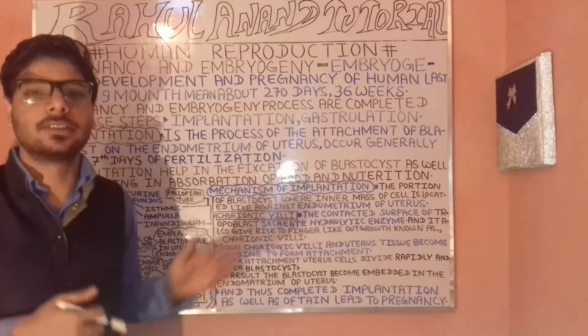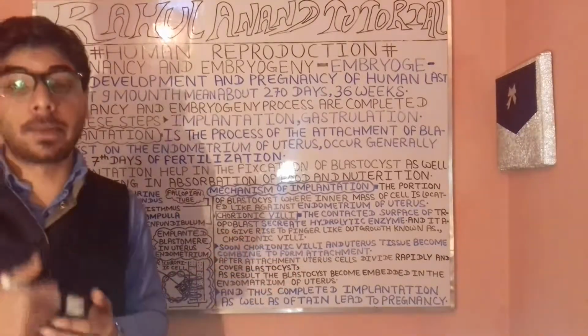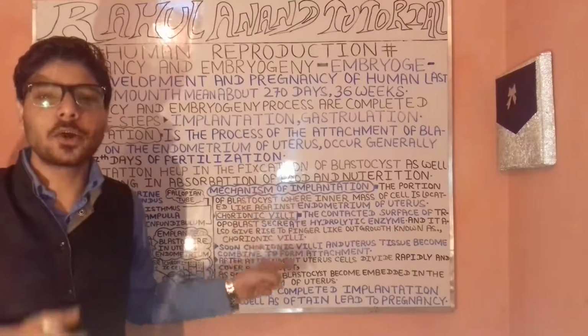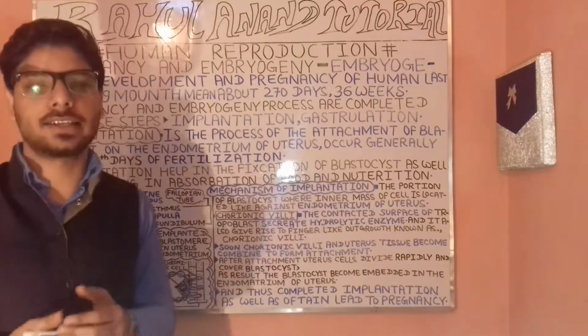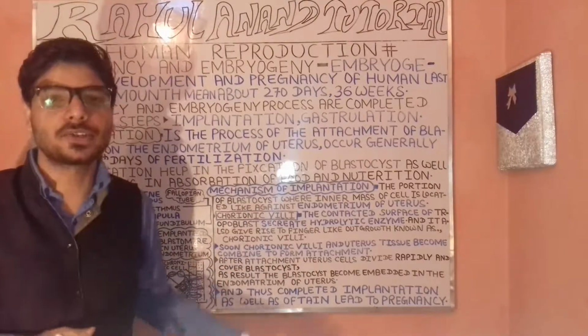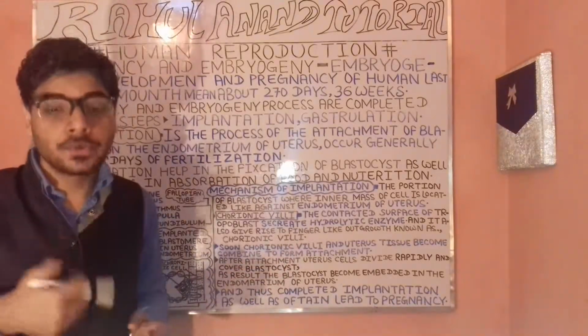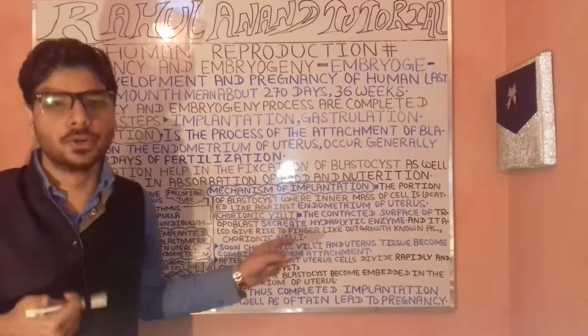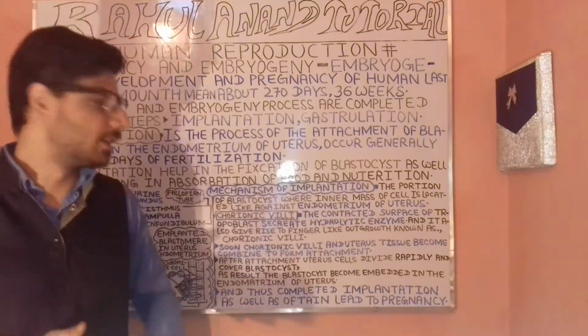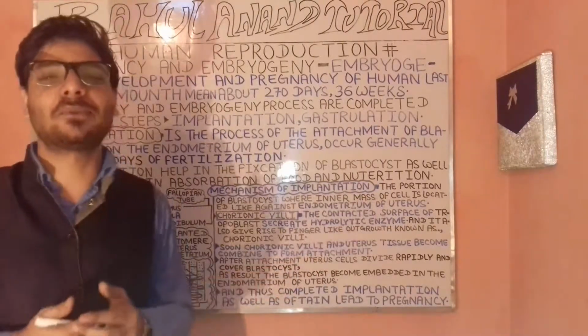Now let's understand the mechanism of implantation. When we are talking about this, you have to understand certain facts. The portion of the blastocyst where the mass of cells is getting localized will come under the endometrium of the uterus. You can find that here on the board.